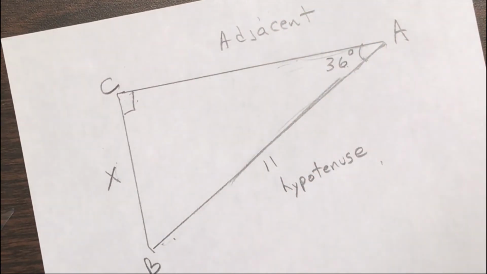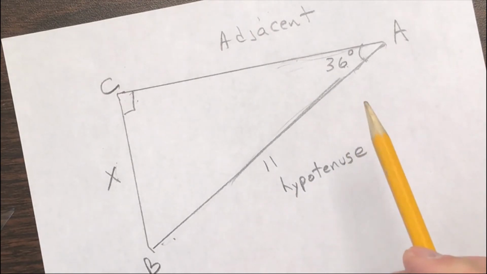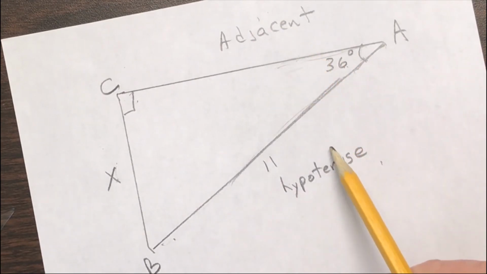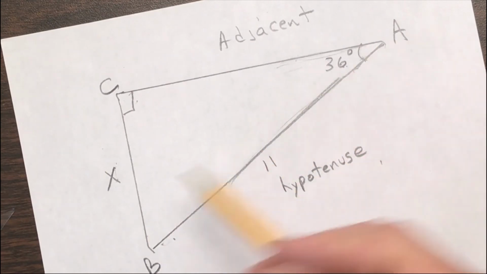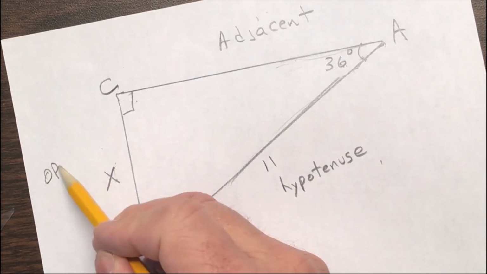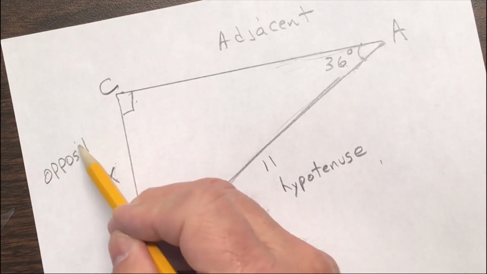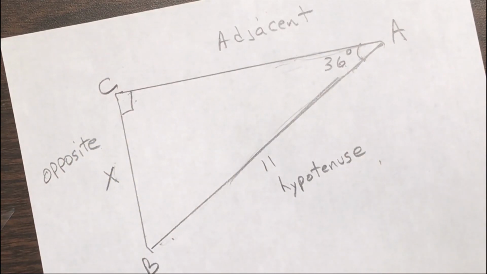All right. And this side is opposite this angle, so we call it opposite. So O, P, P, O, S, I, T, E. Let's get those labeled in like that.